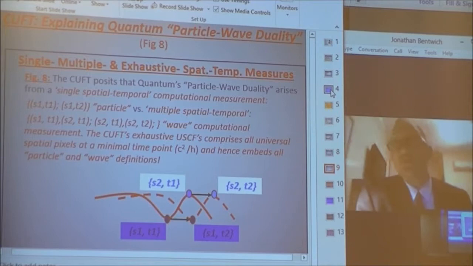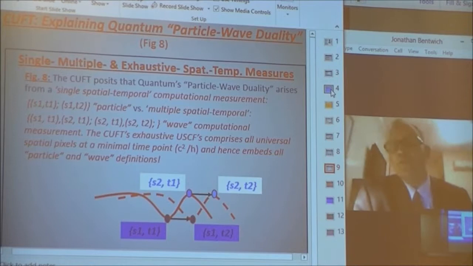And the computational unified field theory embeds both in a much broader conceptualization, which is the universal computational principle: computation of all exhaustive spatial pixels that are computed simultaneously across the whole frame, the whole universe, at a single minimal time point, and across these frames. Next slide.